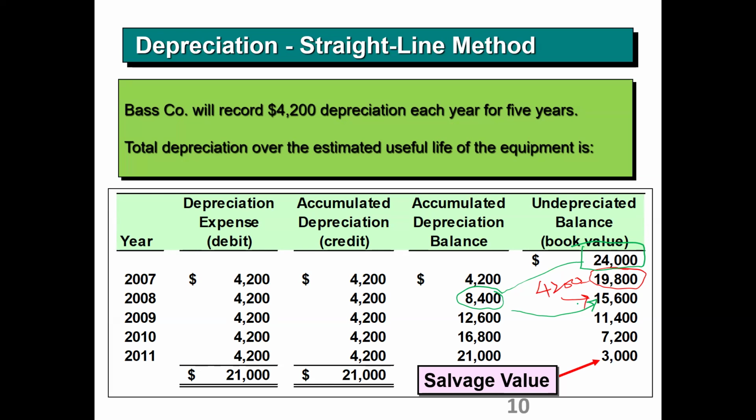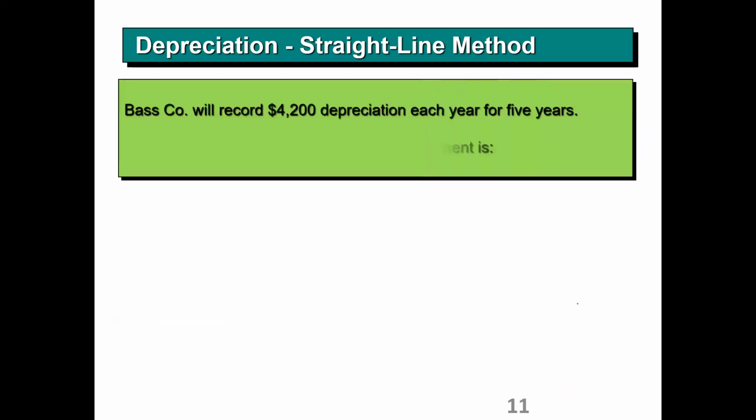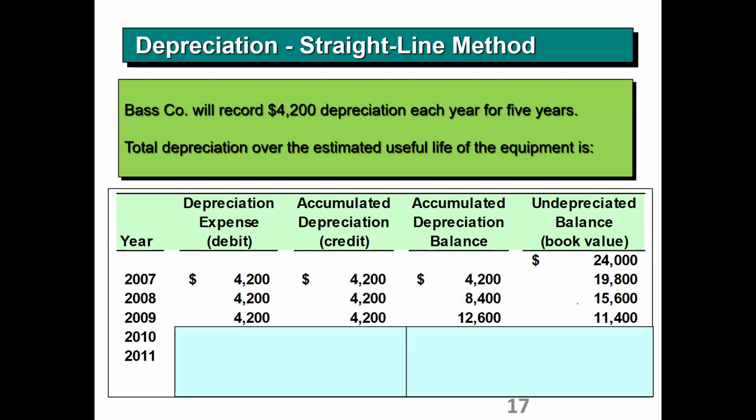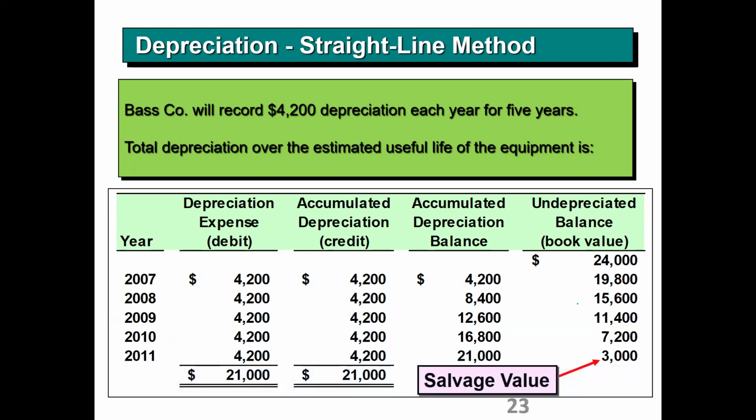Next year we have same amount of depreciation expense debit and accumulated depreciation credit, that is 4,200. But now accumulated depreciation balance increased to 12,600 and our undepreciated balance, that is the book value, decreases to 11,400. So what we see is each year accumulated depreciation balance increased by 4,200, whereas the book value decreases by 4,200. And in the last, we have book value equal to residual value or salvage value. This is a test that we have calculated everything appropriately. Now this is done step by step, which we have just seen in the previous slide. I hope that's clear, so I'm not spending much time here.